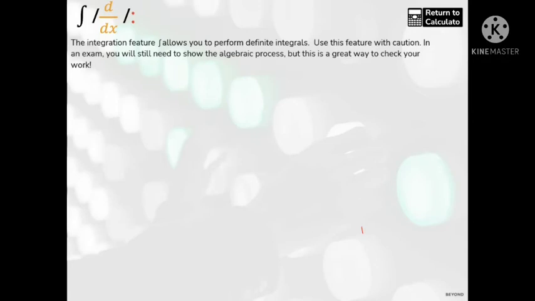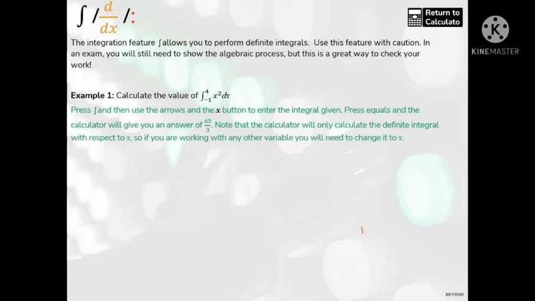The integration feature, the little stretched out S, allows you to perform definite integrals. Use this feature with caution. In an exam you'll still need to show the algebraic process, but it's a great way to check your work. So calculate the integral between -1 and 4 of x squared. This should give you 65 over 3.